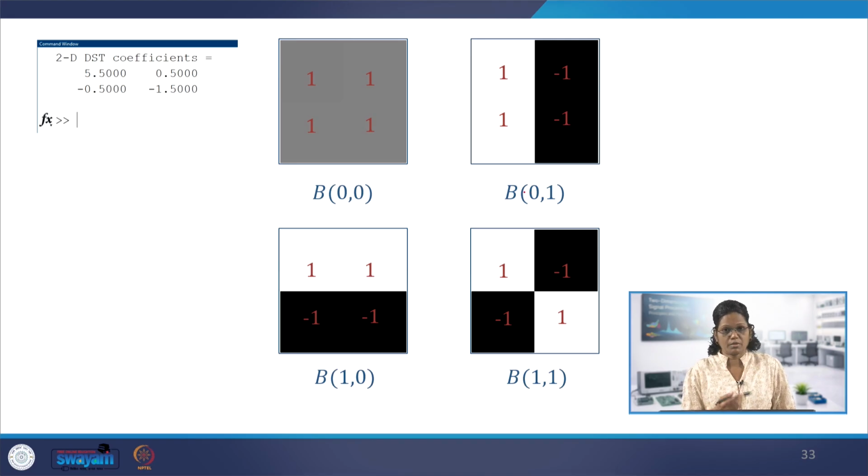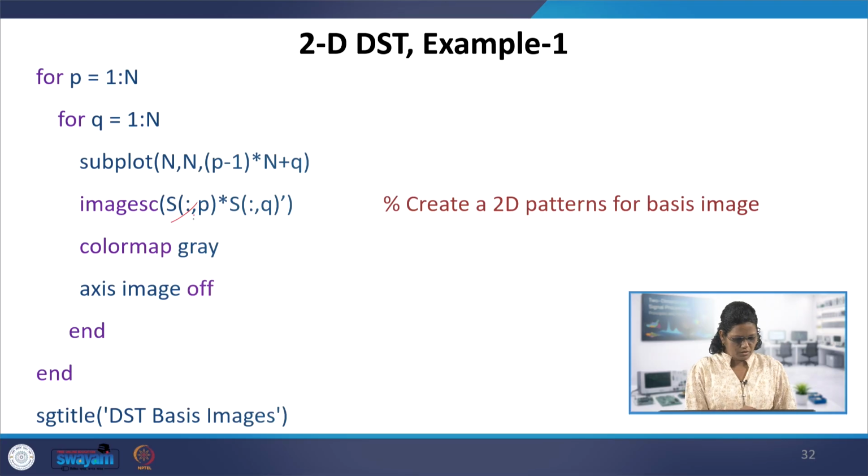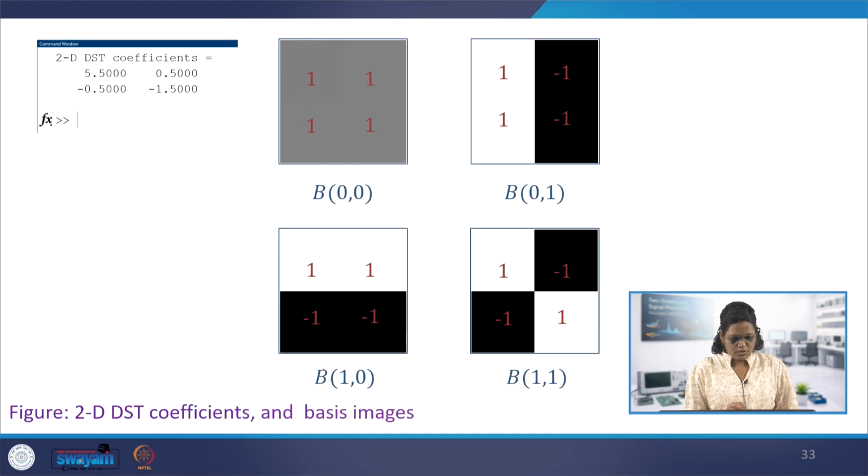If you recall this example which we did analytically: 0, 1, then 1, 0, and then 1, 1. These basis images have been used to get this B here, which gives the details of the coefficients. So from these basis images we can get back the coefficients. Once we have these basis images, we can use the transform on the coefficient values and get back the 2D sequence as well.